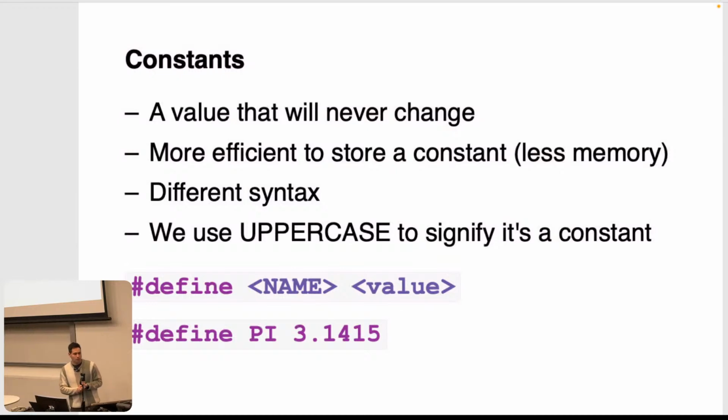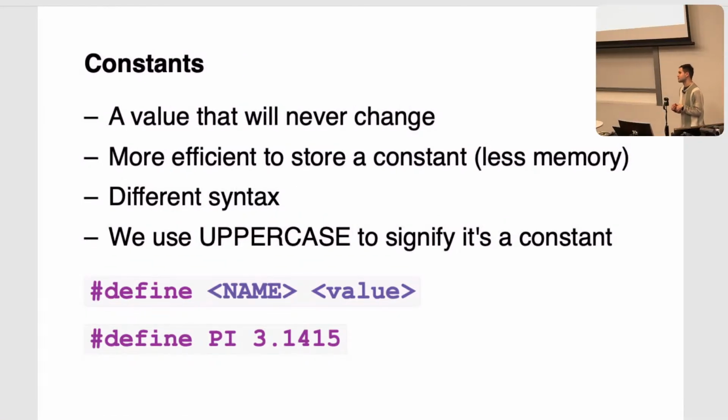All right. We haven't spoken about constants yet, but the good news is that constants are super simple. They're like variables, but because they never change, they're super simple to deal with. It can be more efficient to store constants, which is typically one of the reasons why we use them. They don't need as much memory. And we have a different syntax to define them. We don't use int age, for example. That's how we create variables.